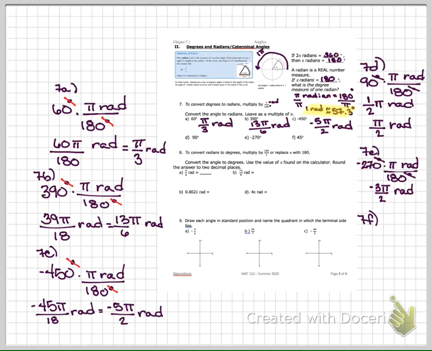And 7f, 45 degrees times our pi radians over 180 degrees. We are going to cancel degrees. We get 45 over 180, which reduces to pi over 4.